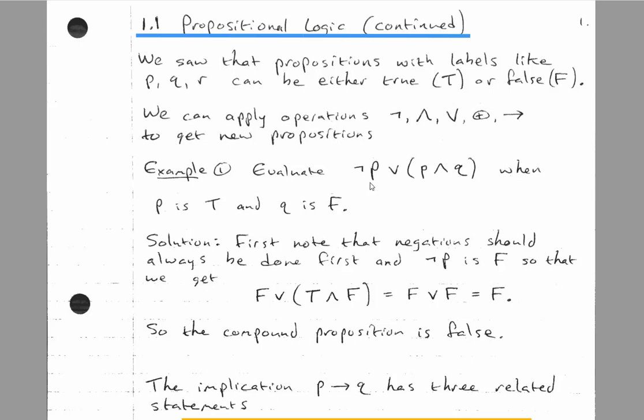So example 1, so here we're combining the propositions P and Q. So this is called a compound proposition. This is kind of a combination. And here we're also told that P is true and Q is false. Okay, so can we work this out? So the answer will be a truth value. This whole thing has to be either true or false.